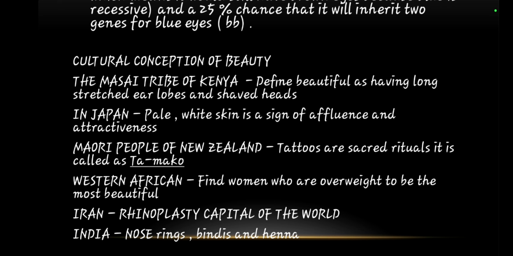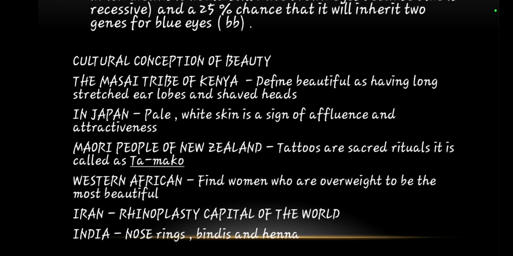So let's start with this culture. It is the Masai tribe of Kenya. They define beautiful as having long, stretched earlobes and shaved heads. Di ba? Sa atin, kung makakita tayo dyan, we will bully it, lalo na pag it's women. Because defining beautiful here in our country is a perfect. Okay, perfection. Yan yung gusto nating ihambing sa pagiging maganda dito sa Pilipinas. But if we literally have in Kenya, they define beautiful as having long stretch earlobes and shaved heads.